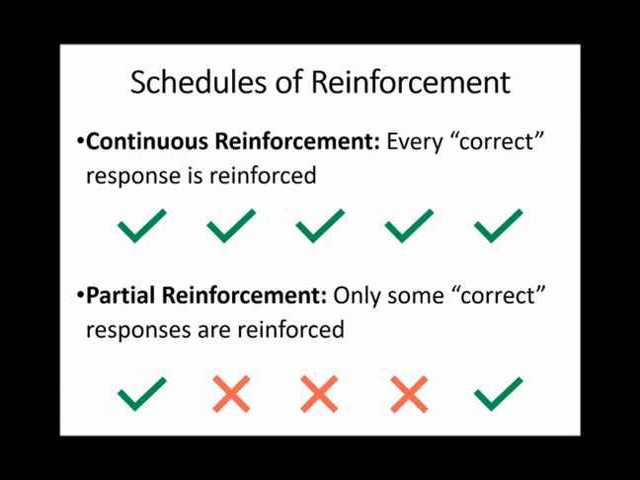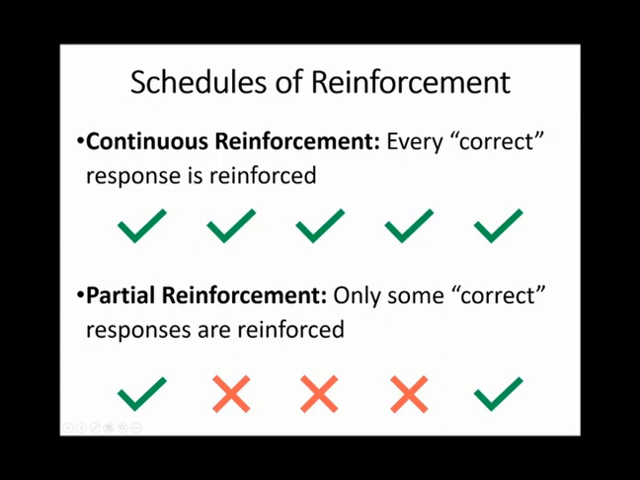So if we use our example of a rat in an operant box who's pushing a lever, every single time the rat pushes that lever, they're going to get food. So that's a continuously reinforced behavior. So the rat pushes the lever and gets food, pushes the lever and gets food. So every single time they're getting that reward.